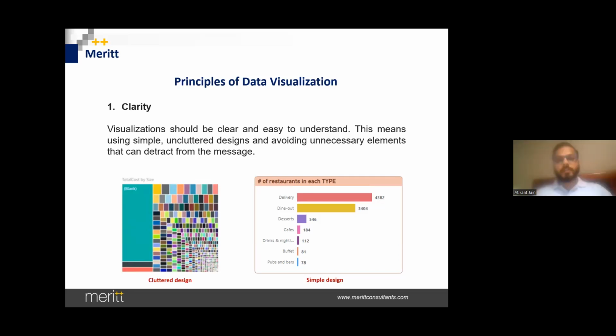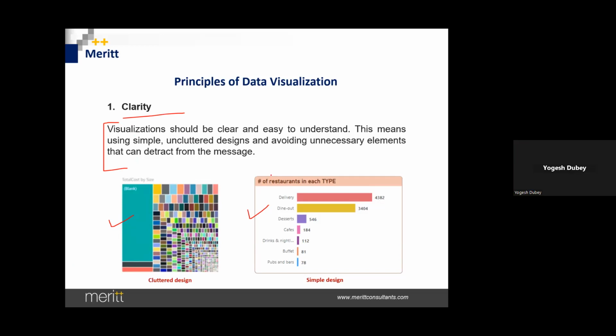Perfect. So now we will talk about the principles of data visualization. One is clarity. I won't go with theory and everything. You can just see from the diagram. This is diagram one. This is diagram two. Which one is better according to you? Second one. Can anyone tell me the reason, like why the second one?